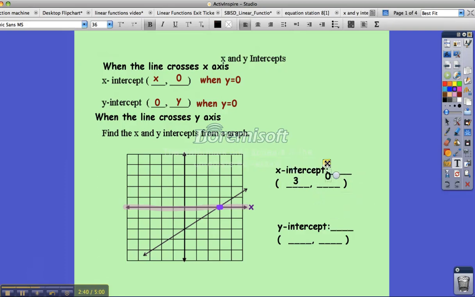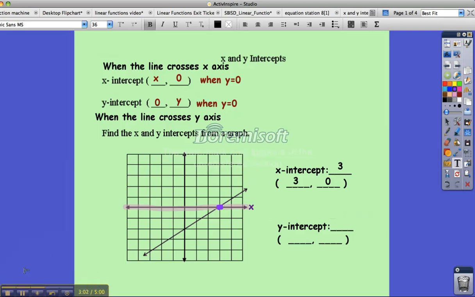So I wanted to find out when I crossed my x-axis. That means that my x-intercept is just 3. My x-intercept, my value for x when the line crosses the x-axis, is 3. Then we can do the same thing for the y-intercept. I want to find out where my line crosses my y-axis.